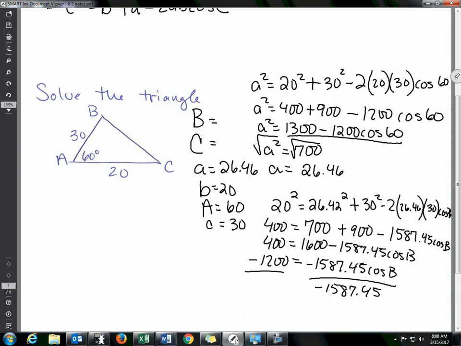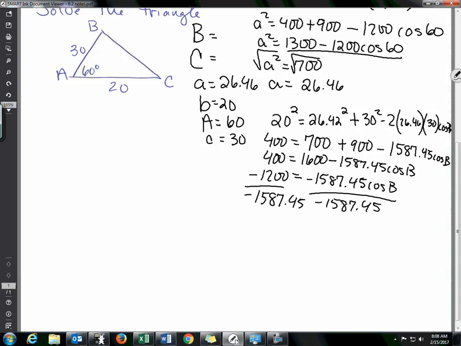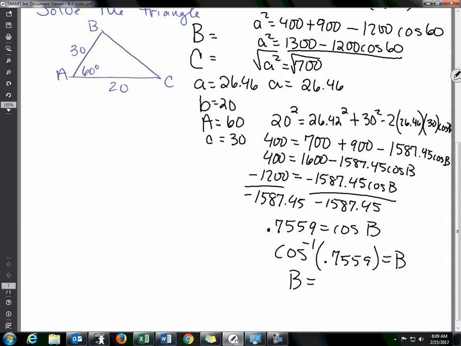So negative 1200 divided by negative 1587.45 is 0.7559, which equals cosine B. Just like yesterday, where we used sine inverse, now we use cosine inverse of 0.7559, and you get B equals 40.9, rounded up. So B is 41.